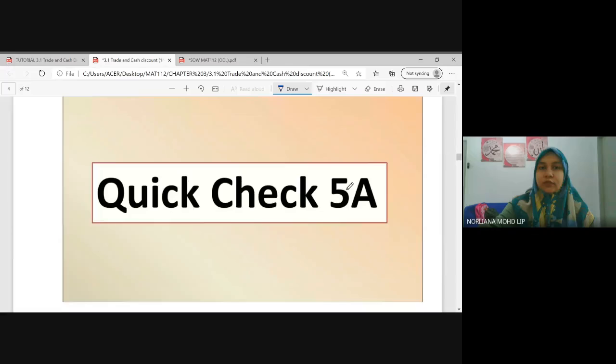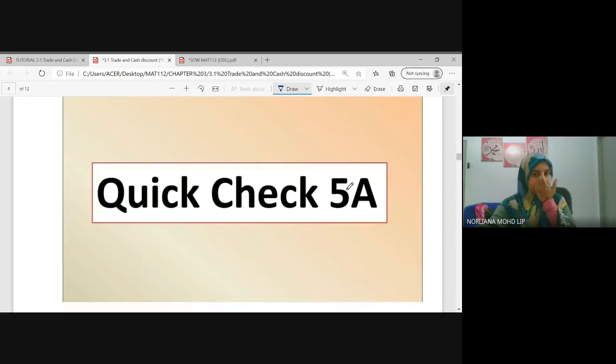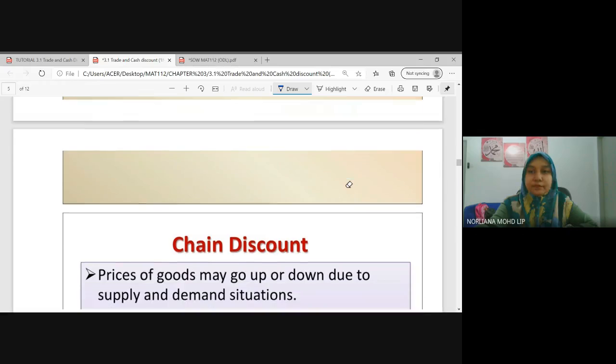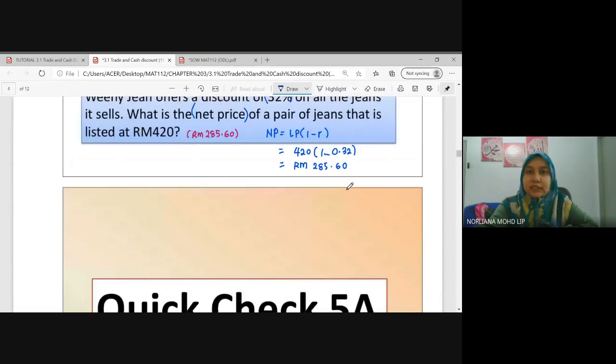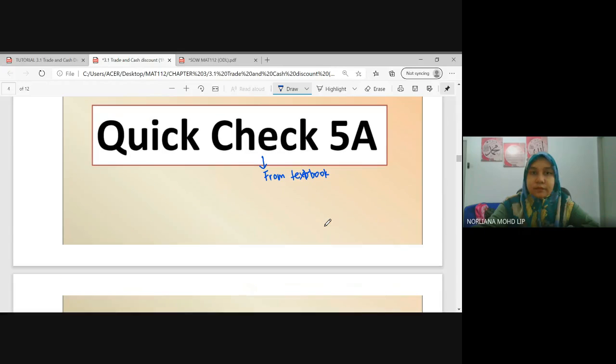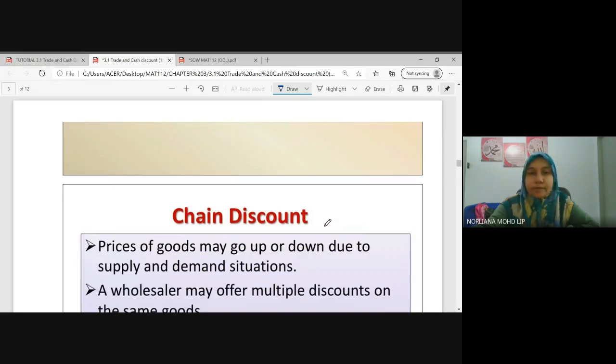Now you can do a quick check lah. In textbook, quick check. Can refer to quick check 5A. Untuk textbook awak, itu boleh buat sendiri lah. Okay, ada soalan sebelum kita pergi next? Untuk yang ni, quick check ni textbook. Ha, ni awak boleh buat sendiri from textbook. Do quick check 5A. Jawapan dia boleh check di belakang textbook.